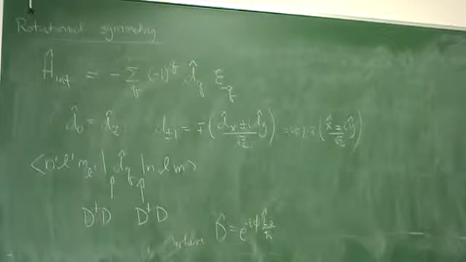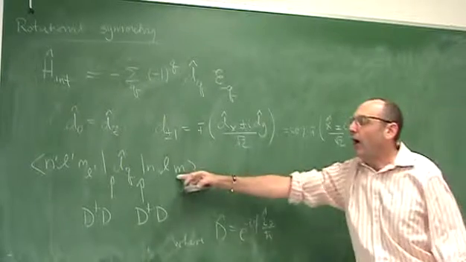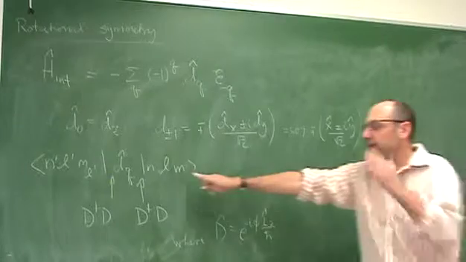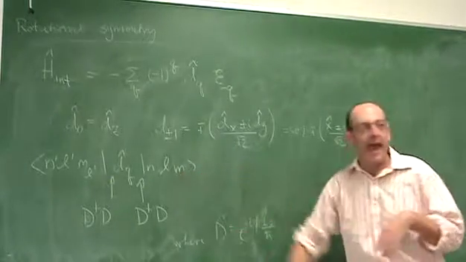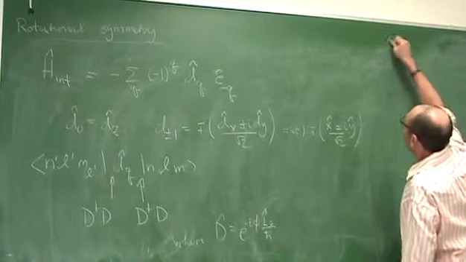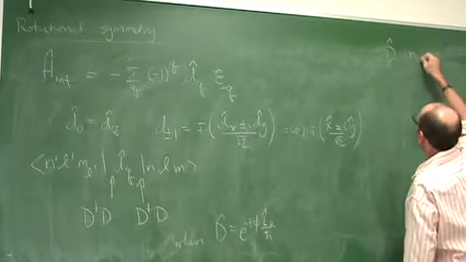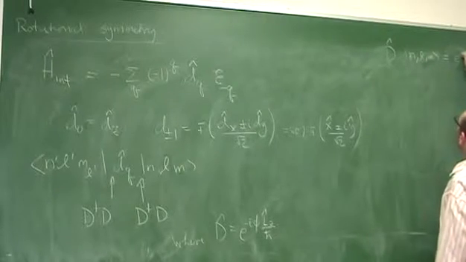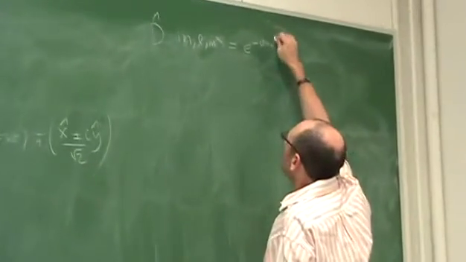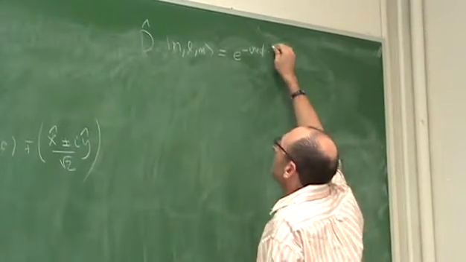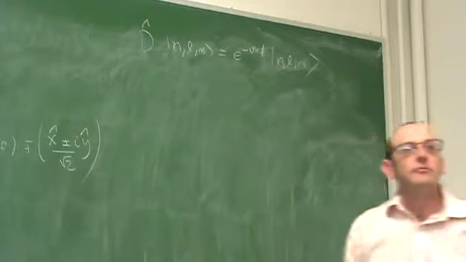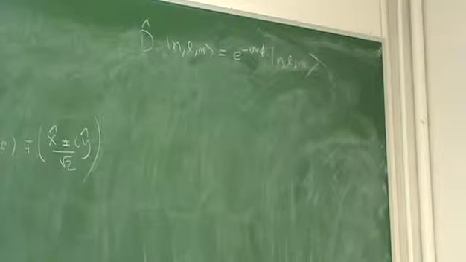Well, I chose that because these are eigenstates of rotation around the z-axis, because they are eigenstates of the projection of angular momentum along the z-axis. So the rotation operator acting on this is e to the minus i m phi, right? Because they're eigenstates of Lz.